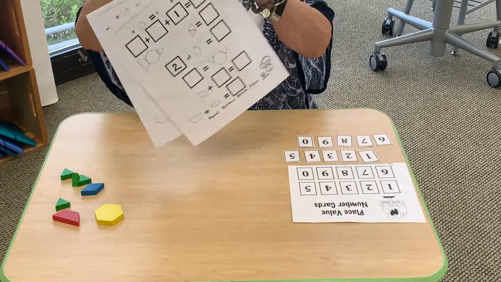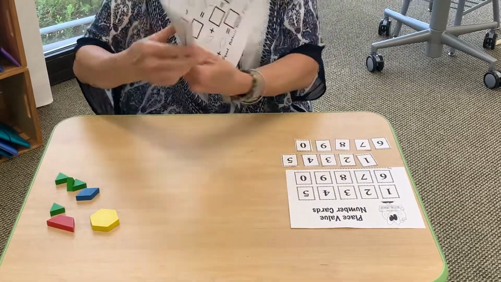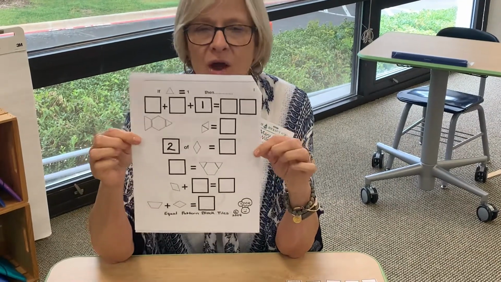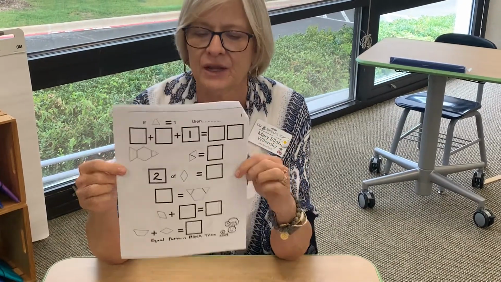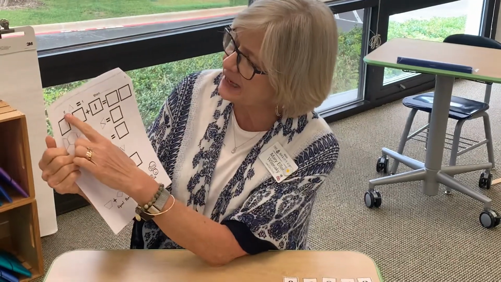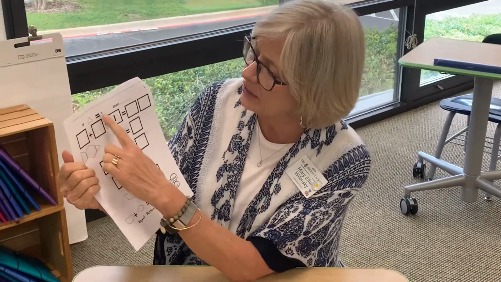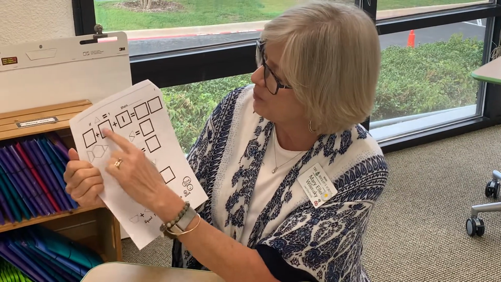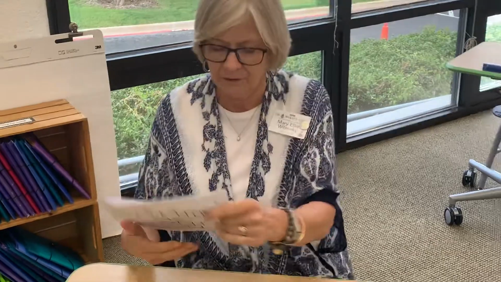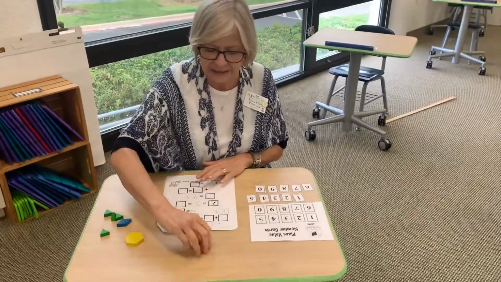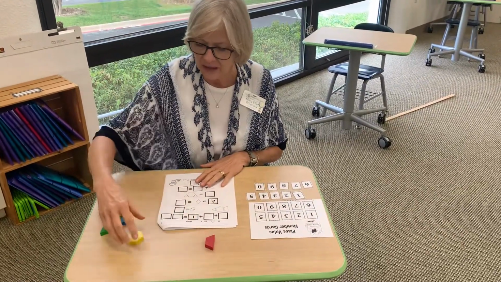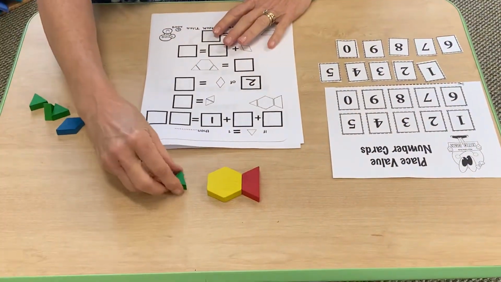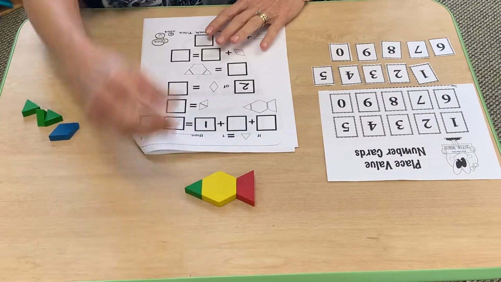So I'm gonna flip my page over. On this page, we are going to use the number tiles 0 through 9, and we can only use them once. So at the top of the page, it says, if a green triangle equals 1, then what would this number equation equal? Okay, our first is a red trapezoid connected to a yellow hexagon followed by a green triangle.